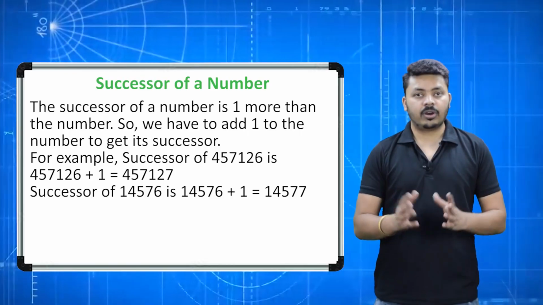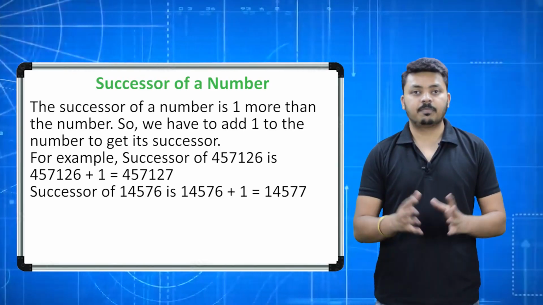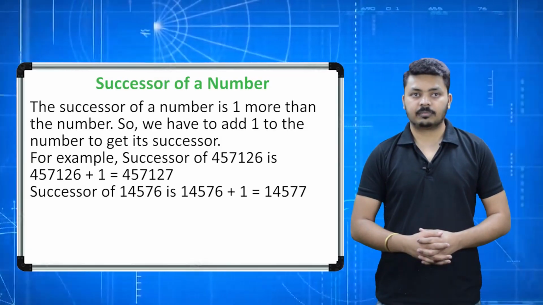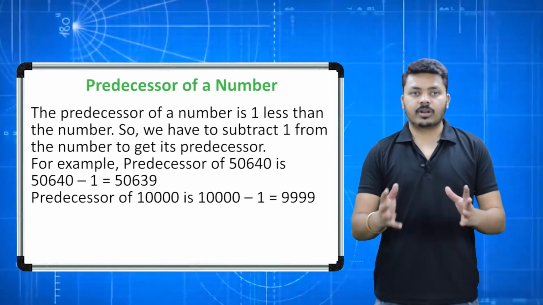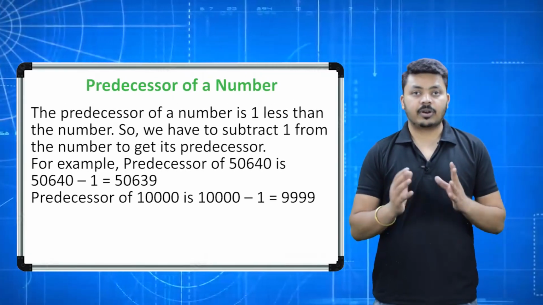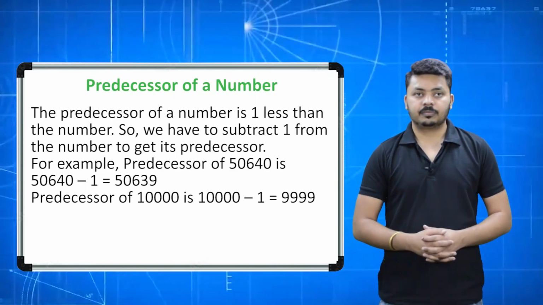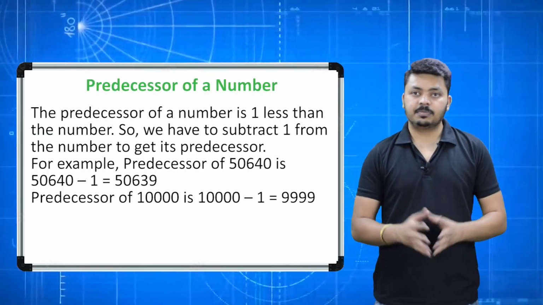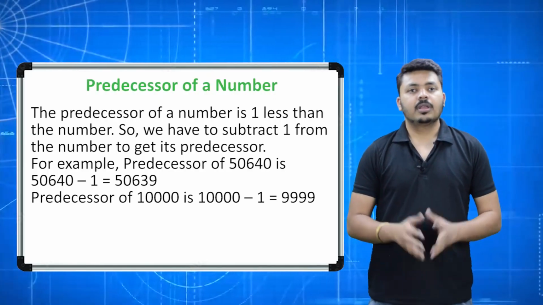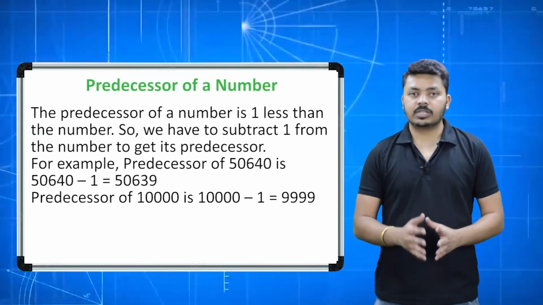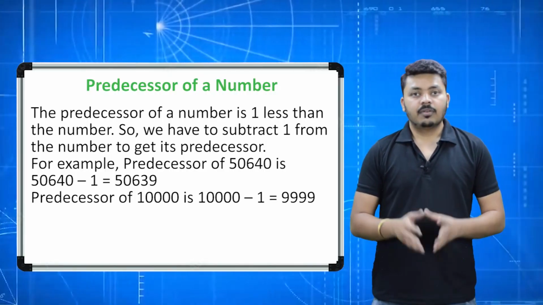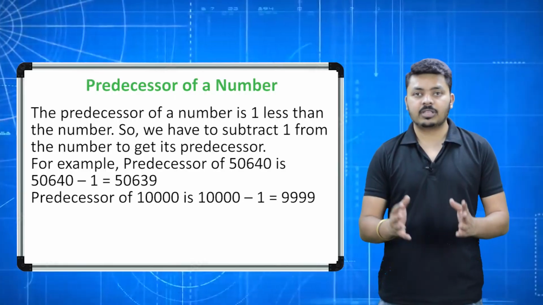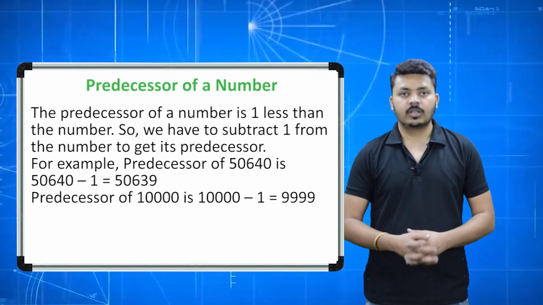Similarly, successor of 14,576 is 14,576 plus 1, which is equal to 14,577. Predecessor of a number: the predecessor of a number is 1 less than the number. So we have to subtract 1 from the number to get its predecessor. For example, predecessor of 50,640 is 50,640 minus 1, which is equal to 50,639.